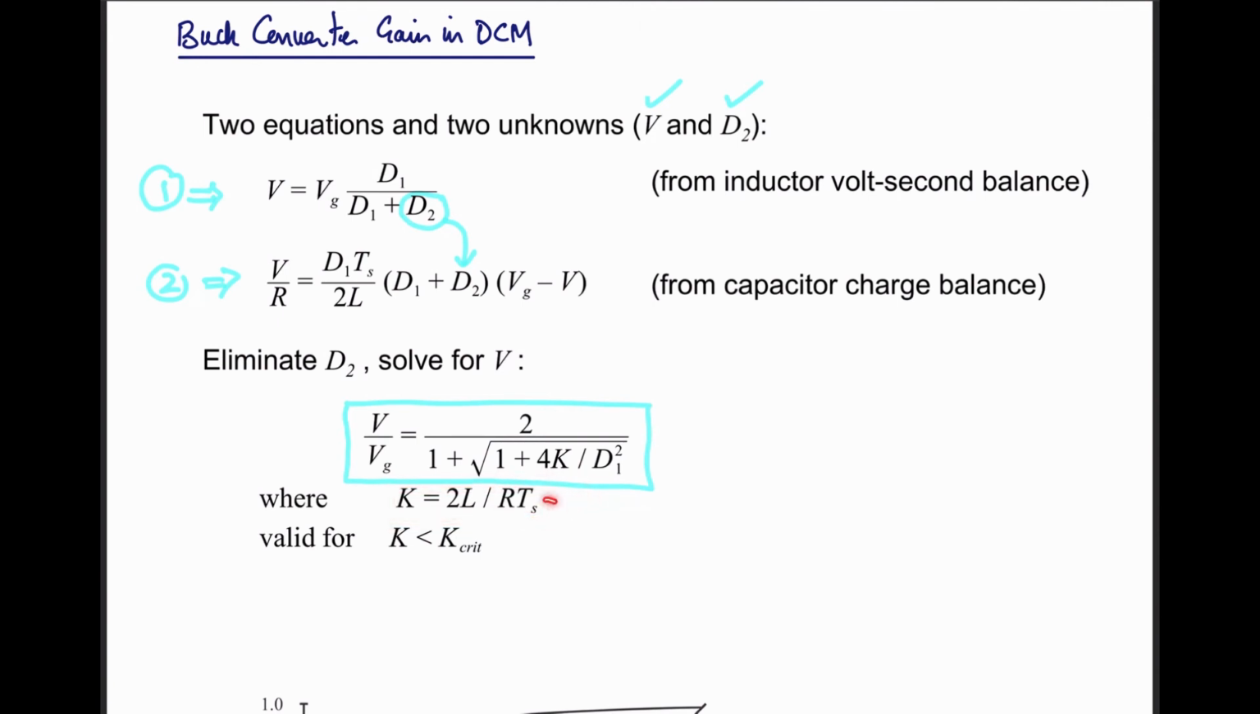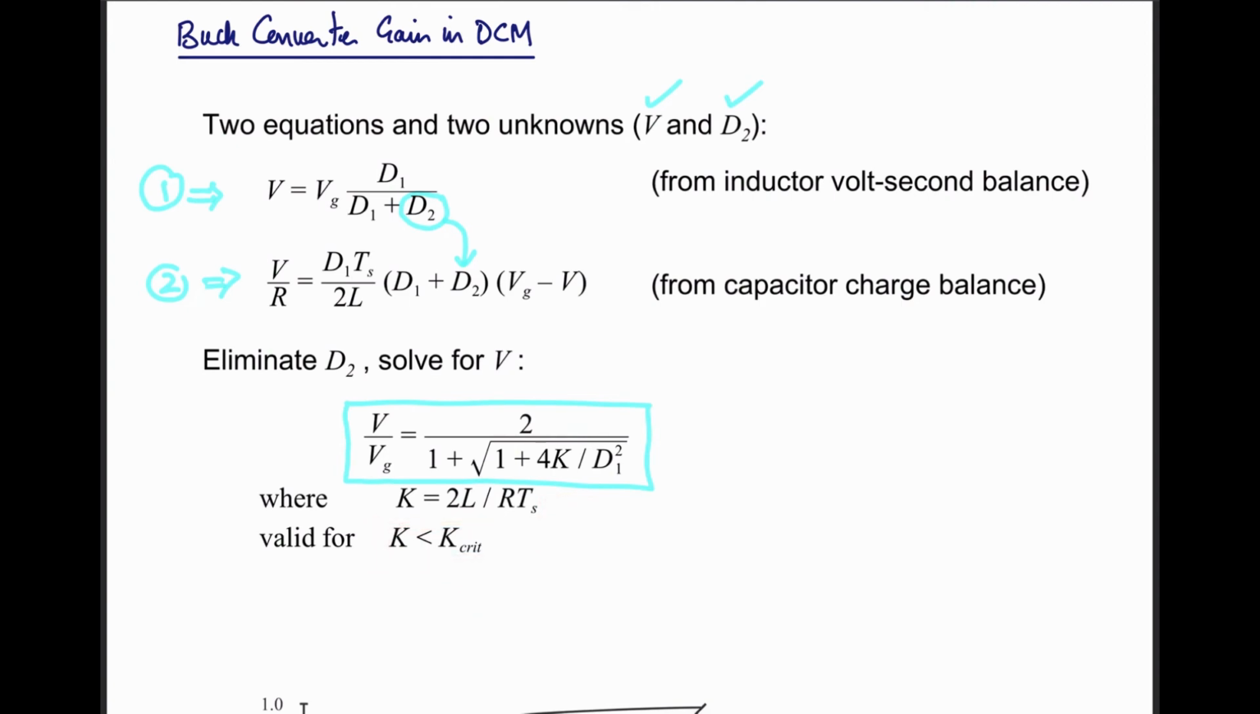And this is only valid for the DCM, when the k is less than the critical value. For the buck converter, the critical value is D prime, if you are considering the ideal semiconductor devices and the ideal components. For the non-ideal components, this will be different and you can work that out.